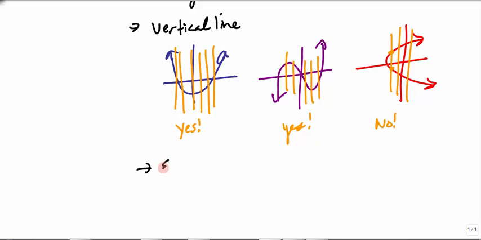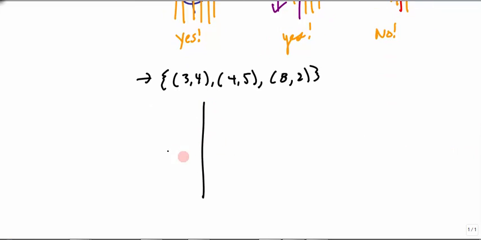So let's go ahead and look at this set of ordered pairs. Let's look at (3, 4), (4, 5), and let's say (8, 2). Now we're just going to do a real quick sketch of this. It's not going to be extremely accurate. So here's (3, 4), here's (4, 5), and here's, let's say, (8, 2). If you run the vertical line test, you can see that it does not pass through any point more than once. So this passes the vertical line test.